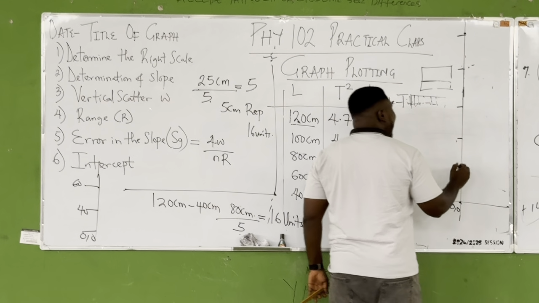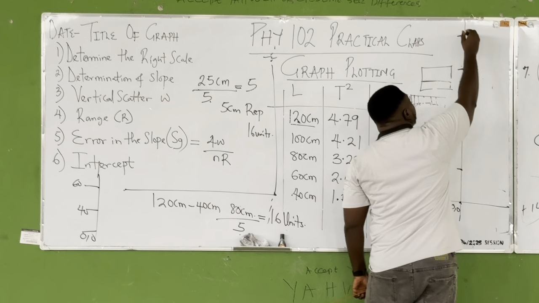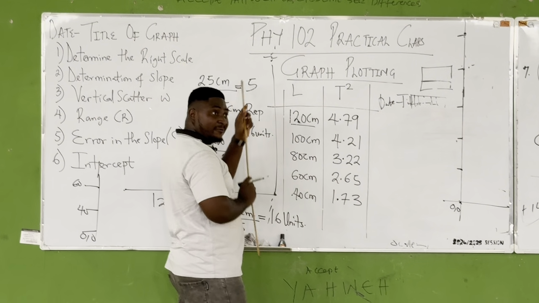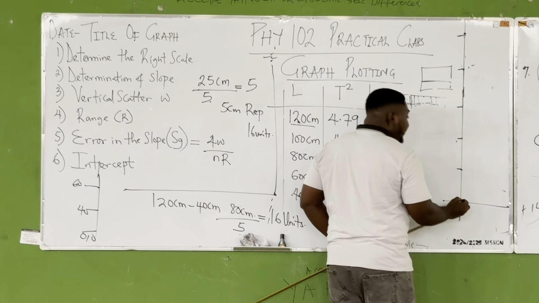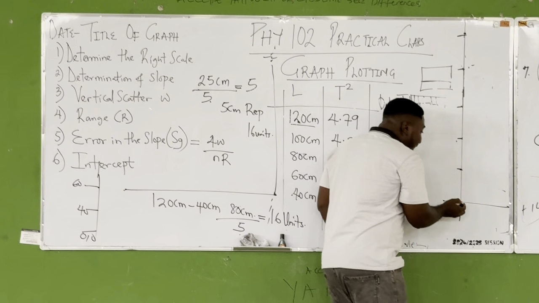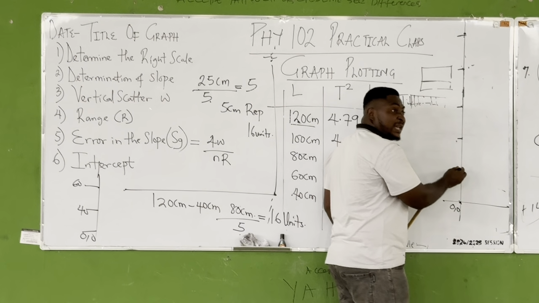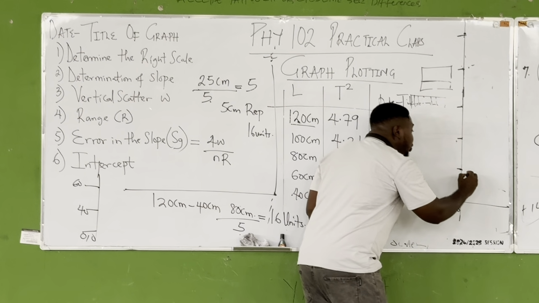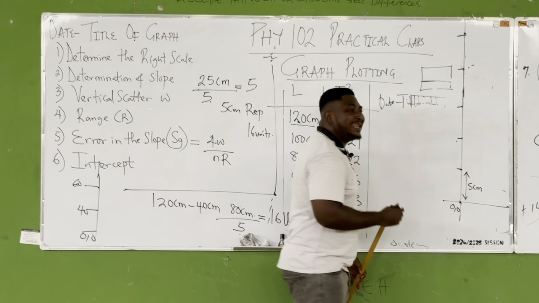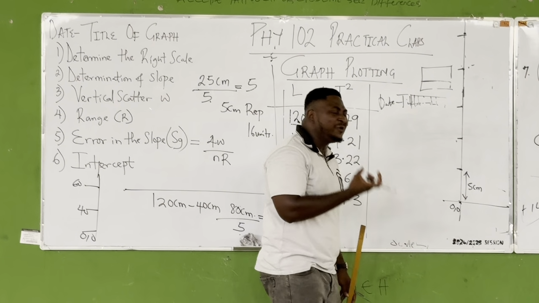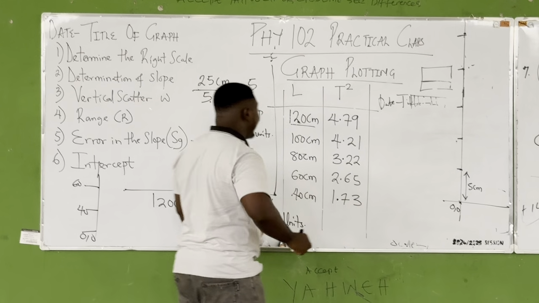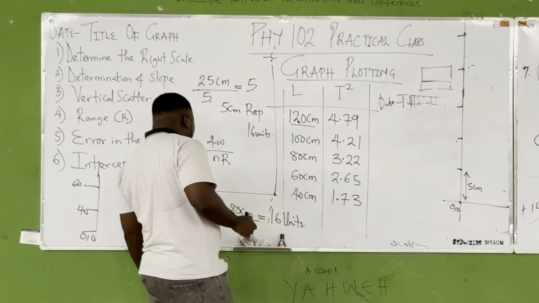So 0, and I have only 5 points. 1, 2, 3, 4, 5. If from here to here is 25 centimeters and I have 5 points, won't I divide the 25 centimeters by 5? It means that the distance between one point and the other is 5 centimeters. So your scale is telling the lecturer what the value is for every 5 centimeters. For every 5 centimeters in your graph represents 16 units. 5 centimeters represents what?